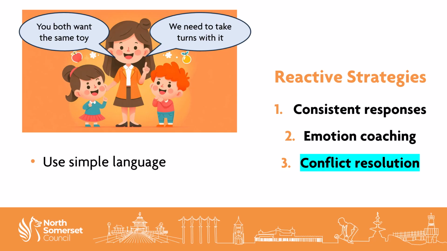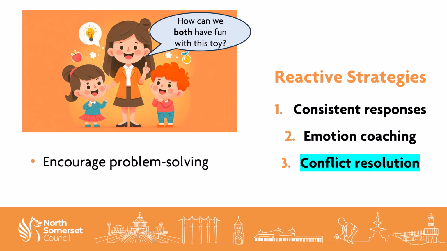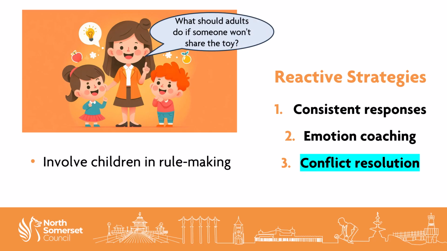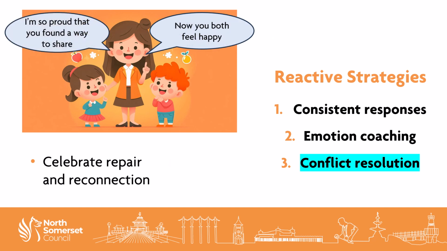We also need to encourage problem solving. We might ask them simple questions like, what can we do so both of you can have fun? And we're doing really well if we can involve children in rule making, for example, asking them to suggest how adults can help when there are disagreements. And last but definitely not least, we need to celebrate situations where children repair relationships and reconnect with each other.